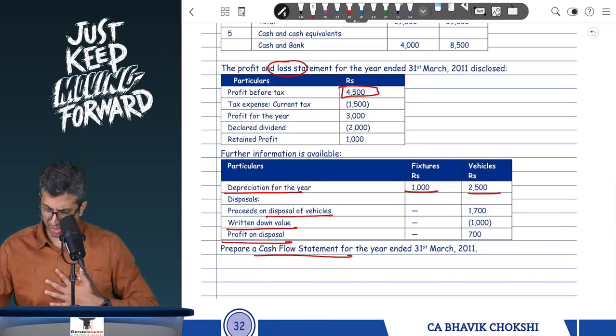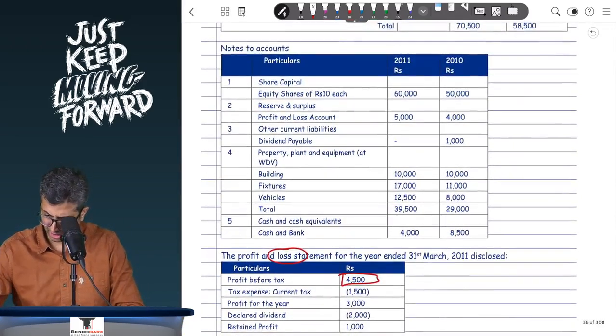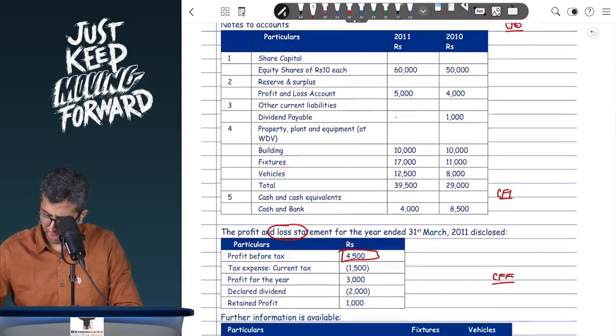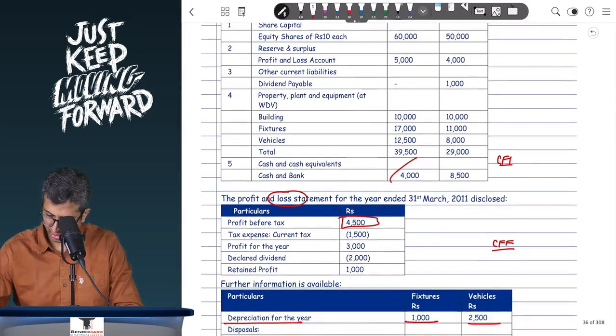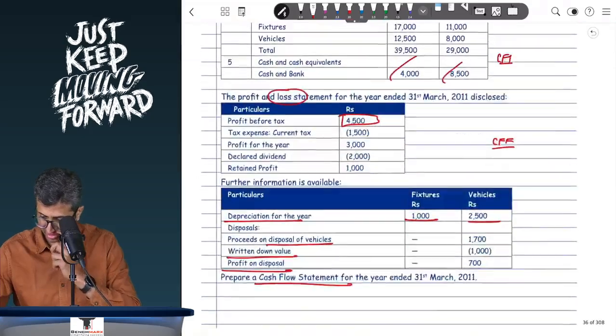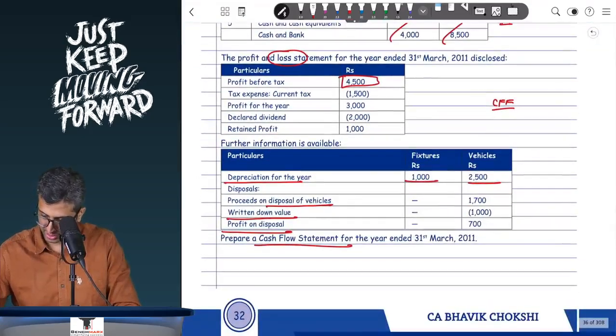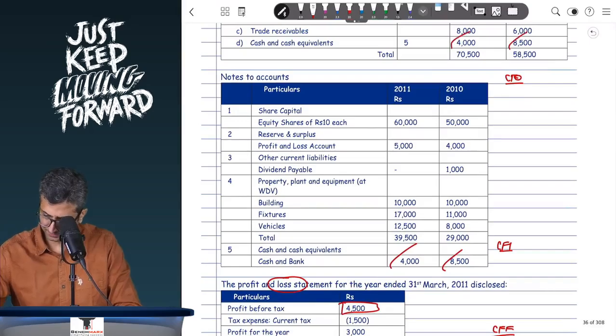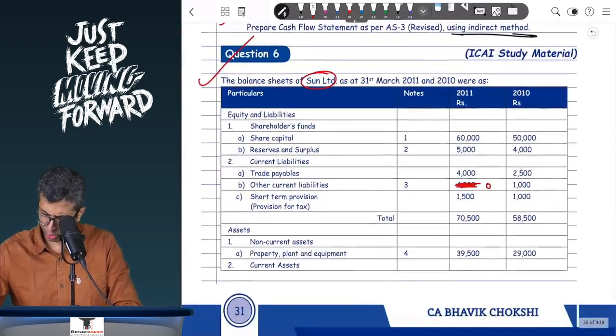So you make the format, and then when you prepare, for example, a CFO, let's say CFI, let's say CFF. And then your opening and closing, 4,000, 8,500. So your opening is 8,500, closing is 4,000. So this you have already taken. Okay, next you go one by one.